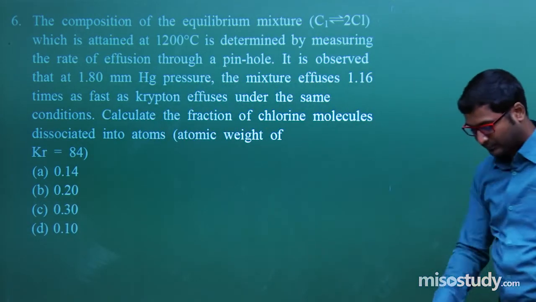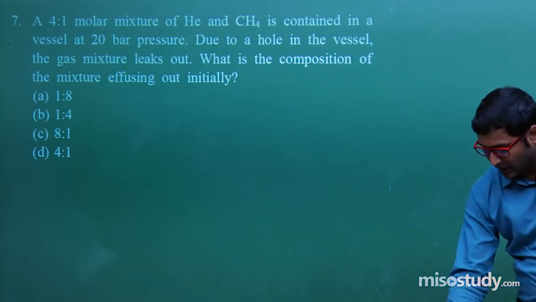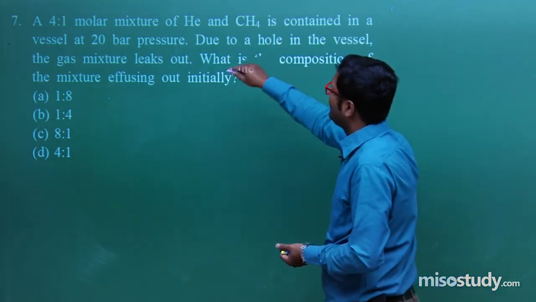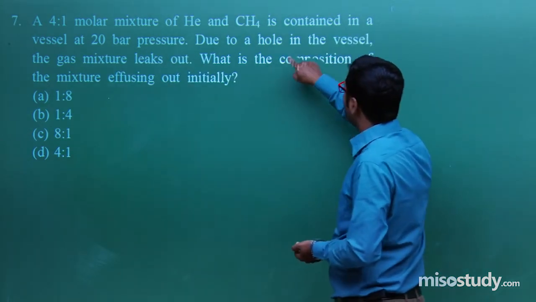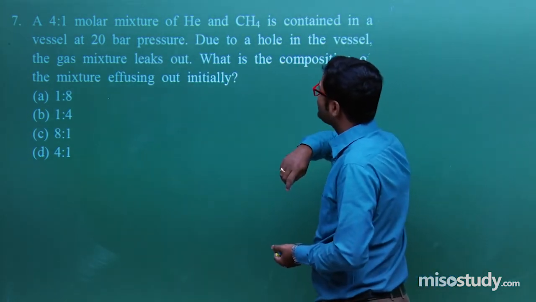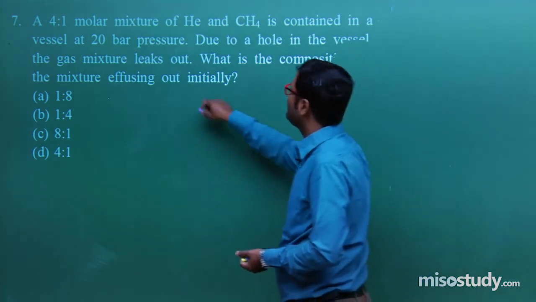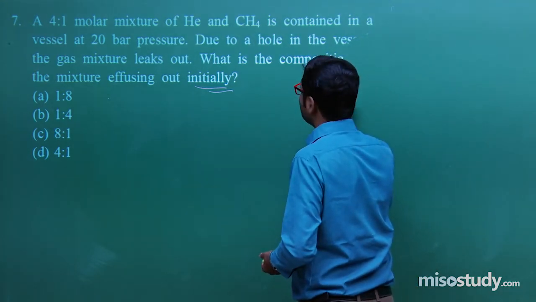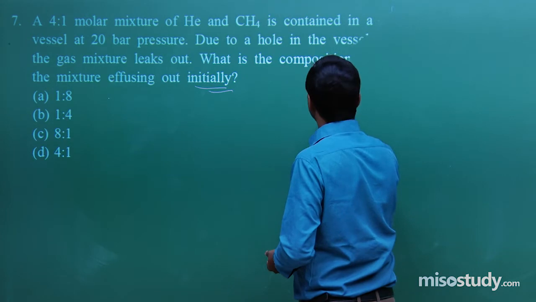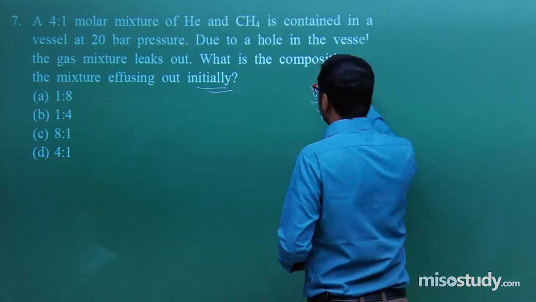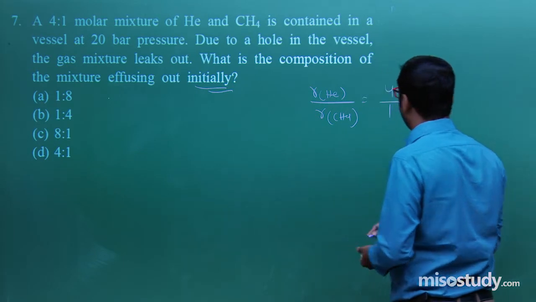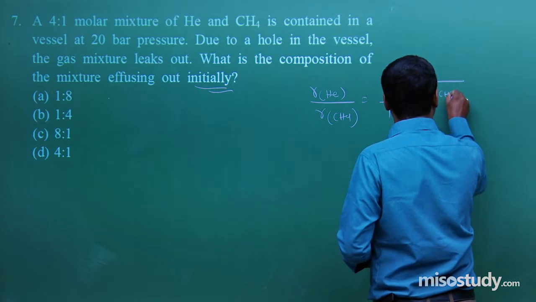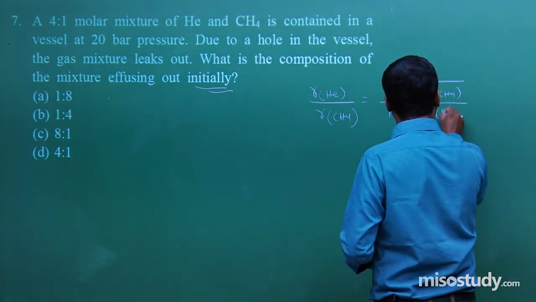Now, the next part of the question: a 4:1 molar mixture of He and CH4 is contained in a vessel at 20 bar pressure. Due to a hole in the vessel, the gas mixture leaks out. What is the composition of the mixture effusing out initially? It's very simple. As we know, the ratio of rates r_He upon r_CH4 is equal to n1 upon n2, that is 4 upon 1, times root under M_CH4 upon molar mass of He.